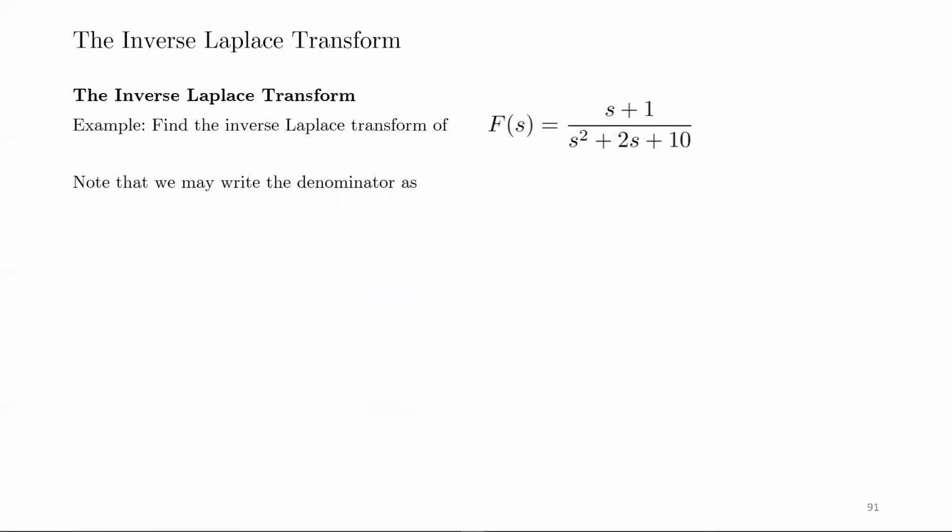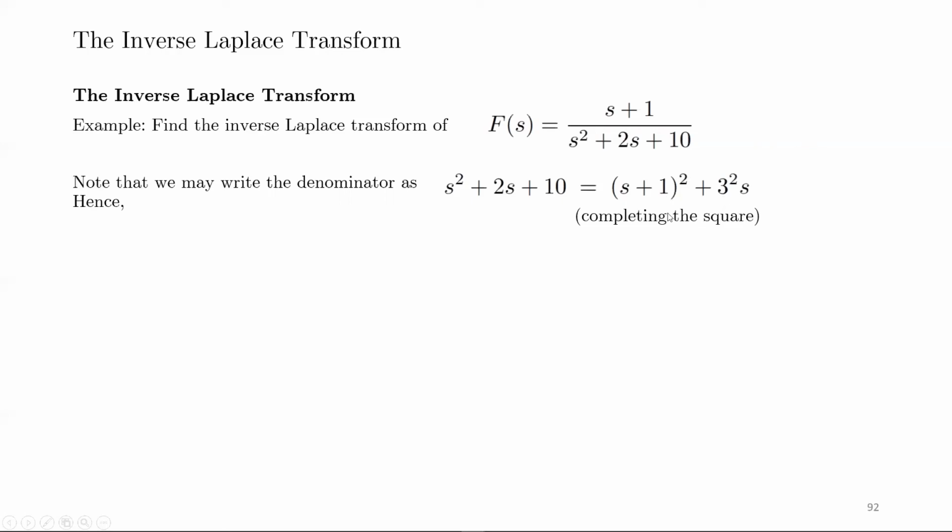Let's look at maybe one more example. We want to find the inverse Laplace transform of something that is a polynomial divided by another polynomial. Well, I can rewrite that denominator, I want to try and bring this into two terms here. So s squared plus 2s plus 10, I can complete the square on that and say this is equal to (s plus 1) squared plus 3 squared.